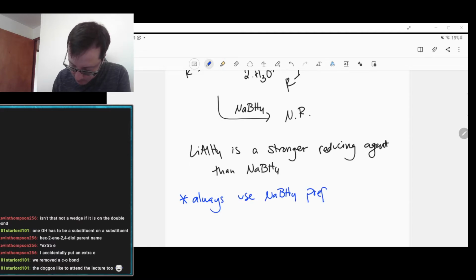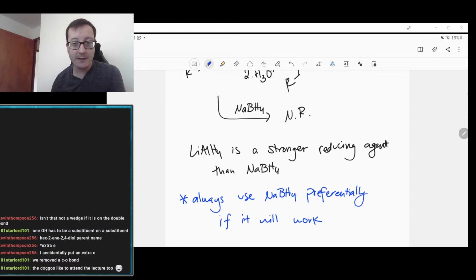Use that preferentially if it will work. So if y'all got an aldehyde, I don't want to see you using lithium aluminum hydride on it to reduce it. You're going to want to use the sodium borohydride.